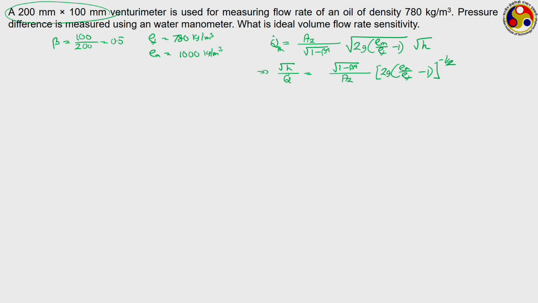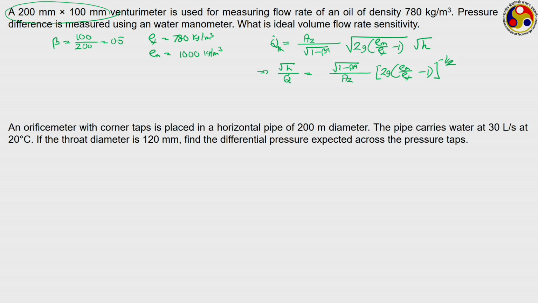You can put the values, you are going to get the value of the ideal sensitivity, and if you are looking for actual sensitivity, then you have to multiply this one with CD. Fine. A third problem to finish up the thing, here we are having an orifice meter to deal with, an orifice meter with corner taps.